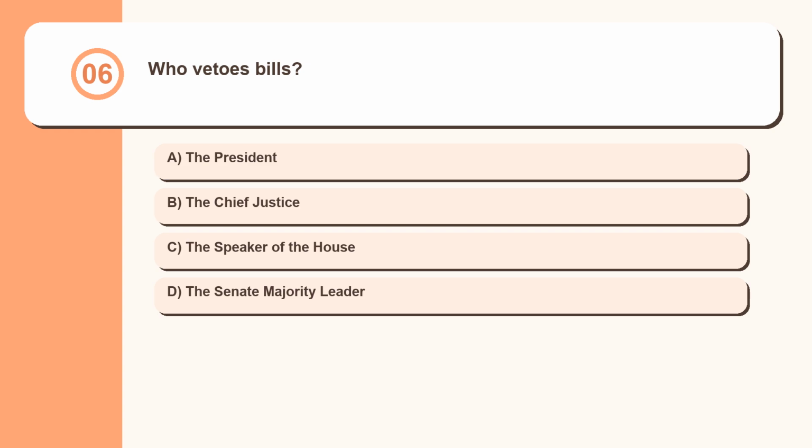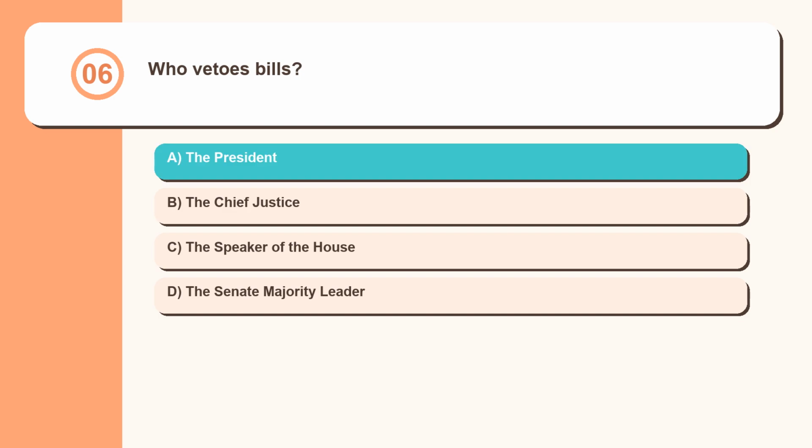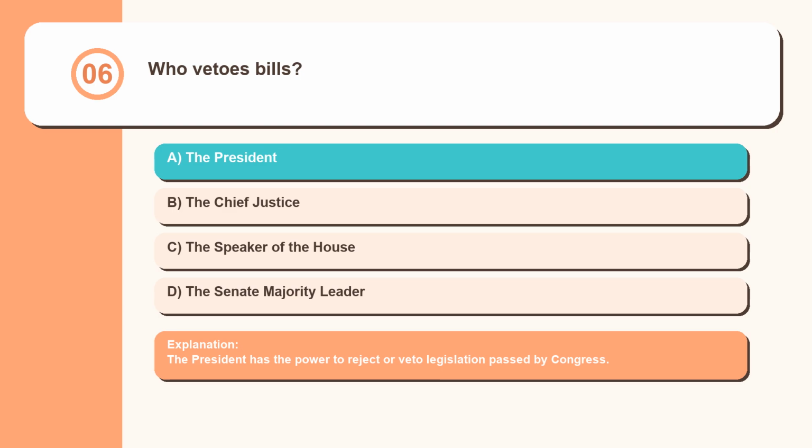Question 6. Who vetoes bills? The President, the Chief Justice, the Speaker of the House, the Senate Majority Leader. The President has the power to reject or veto legislation passed by Congress.